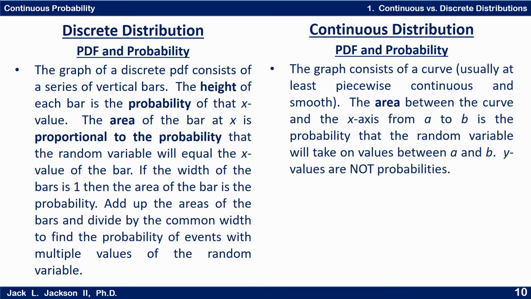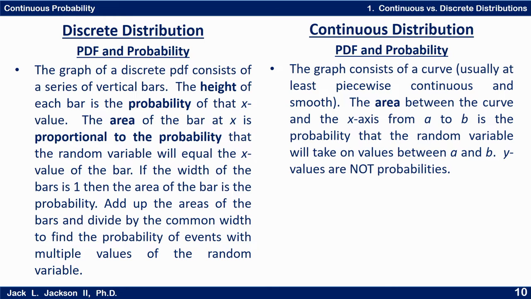Well, in the discrete case, the graph of a discrete PDF consists of a series of vertical bars. The height of each bar is the probability of that corresponding x value. Now, the area of the bar is proportional to the probability that the random variable will equal the x value. Remember, area is the width times the height. The height is the probability. So the area is the probability times the width. So if we take the area and divide by the width, we get the probability.